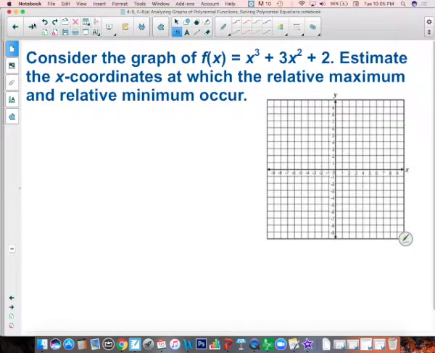Okay, I want you guys to actually graph this one. Take some time, make an XY chart, -3 to +3, graph this one, and I want you to estimate x coordinates at which relative maximum and relative minimum occur. Okay, so pause the video, take some time to do that.